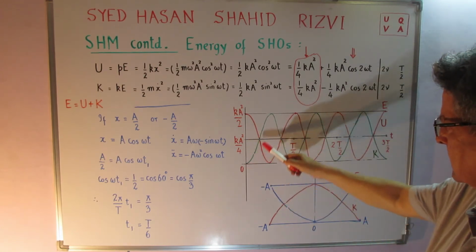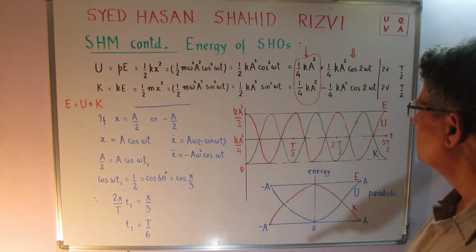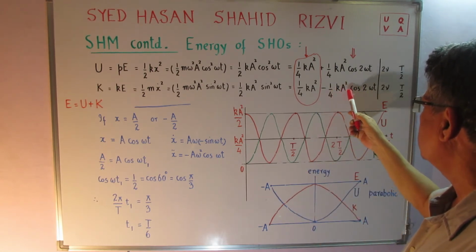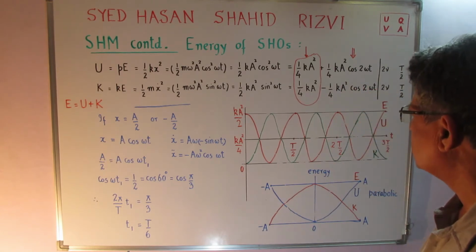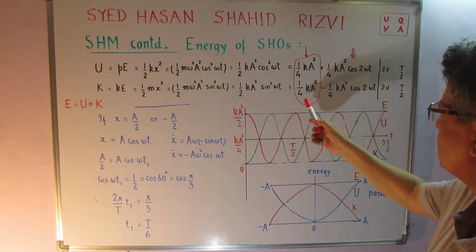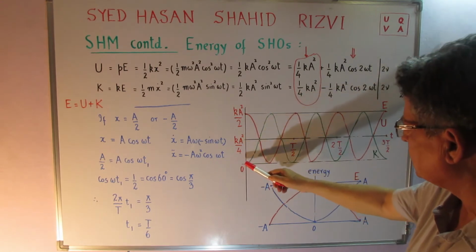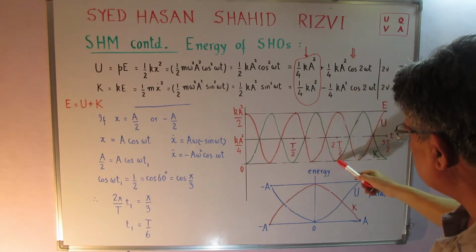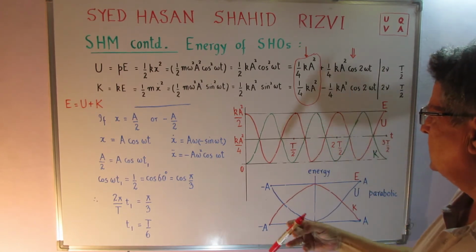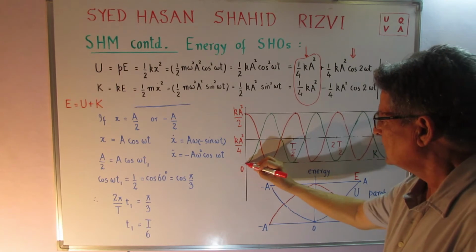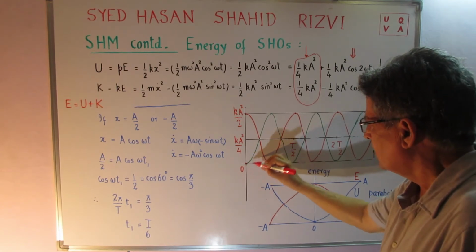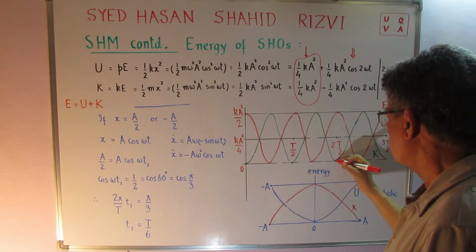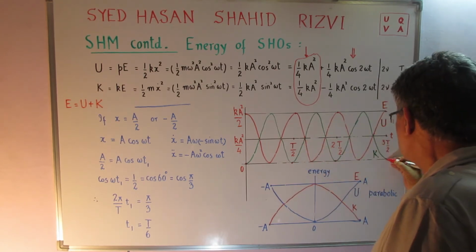With the green color, I am showing this one. Minus 1 upon 4 k square cos of 2 omega t. And this 1 upon 4 k square is as it is. So this goes like this. The time period etc. is the same. You can see here the time is 0, it's 0 going on positive, and then again 0 going on positive, and then again 0 going on positive, and again 0 going on positive.